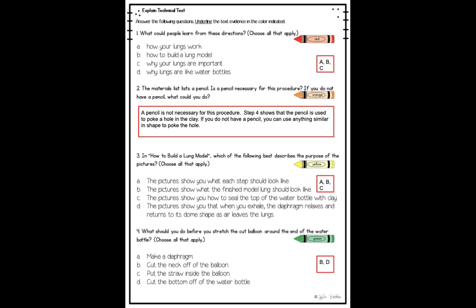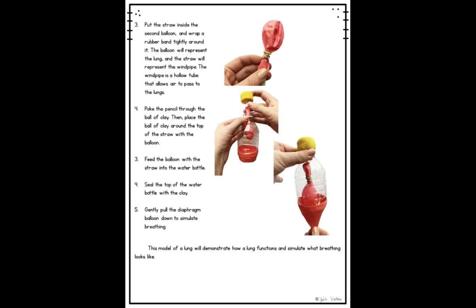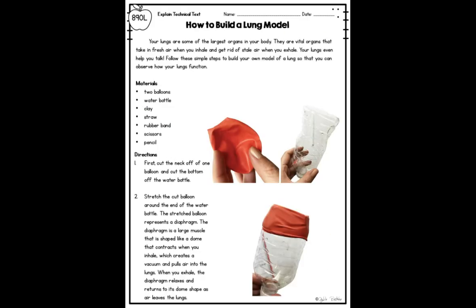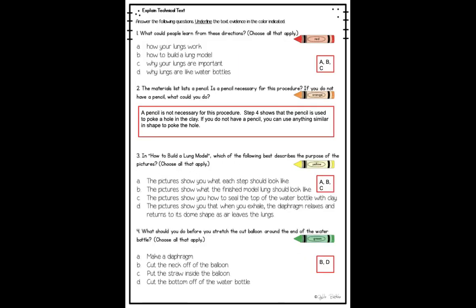Okay, so let's look at number 1. What could people learn from these directions? So I chose A, B, and C since it says I can choose all that apply. How our lungs work, how to build a lung model, which was the basis for it, and why they're important. If you look back at the very first paragraph, it says your lungs are some of the largest organs in your body. They are vital organs. Vital means so important. They are necessary. That they take in fresh air when you inhale and they get rid of stale air when you exhale. They even help you talk. So just reading that shows me that I can choose C.